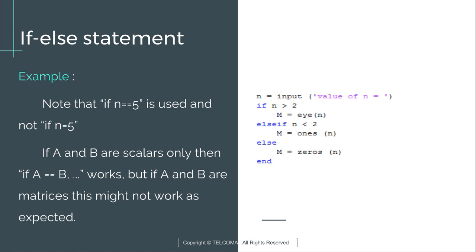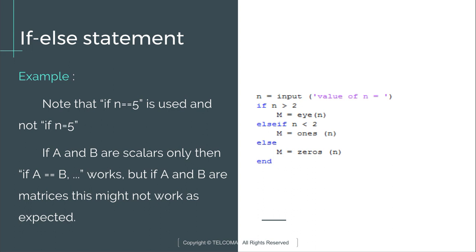Here I am using n equals input, which is a value of n equals. This will first ask for a value of n. If n is greater than 2, m equals identity matrix. Else if n is less than 2, m equals ones of n. Else m equals zeros of n, and end.